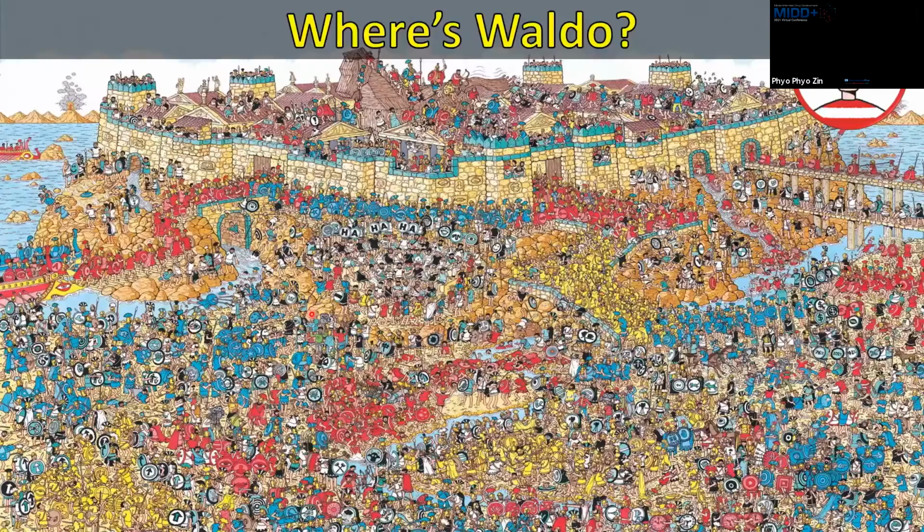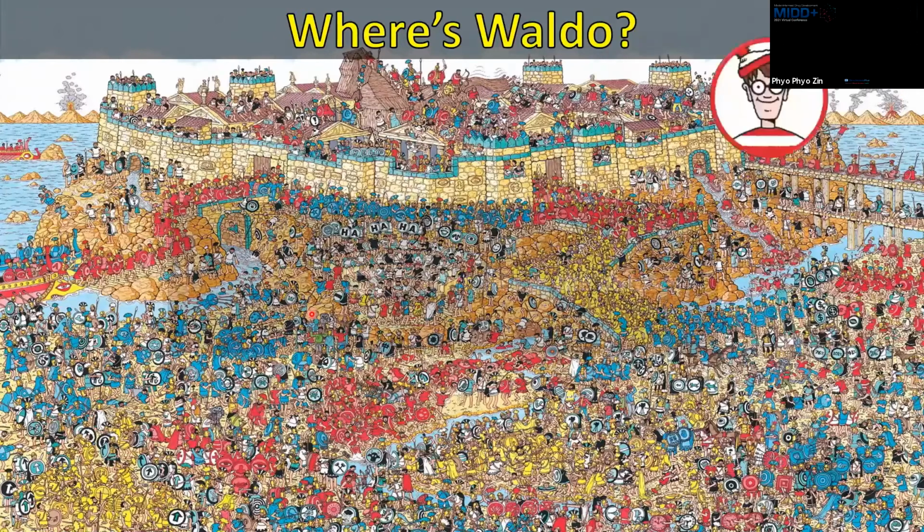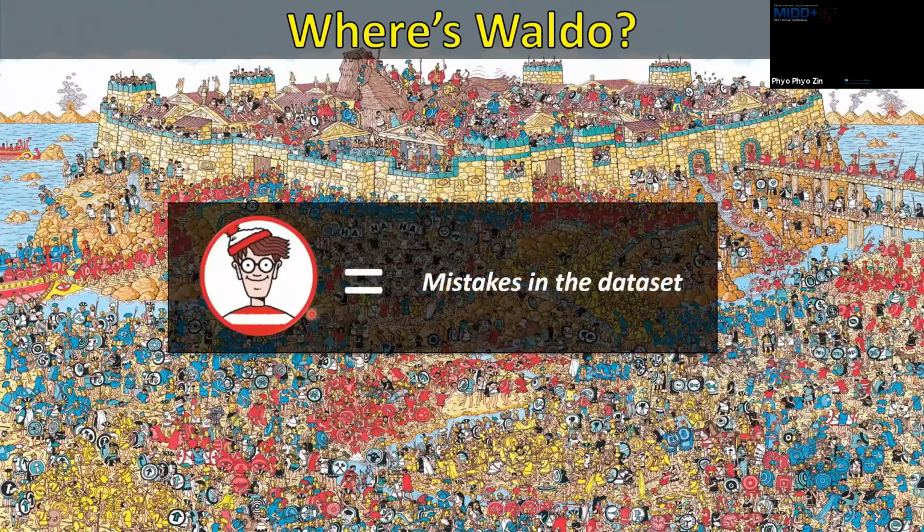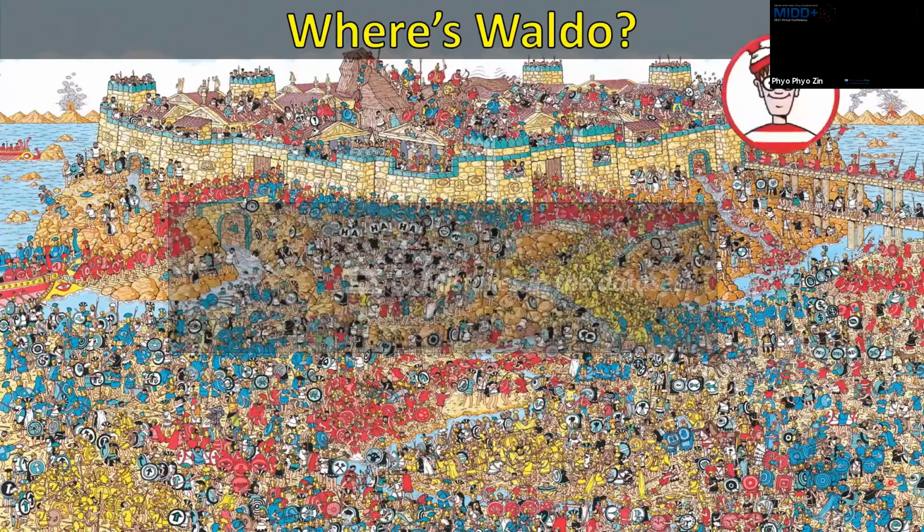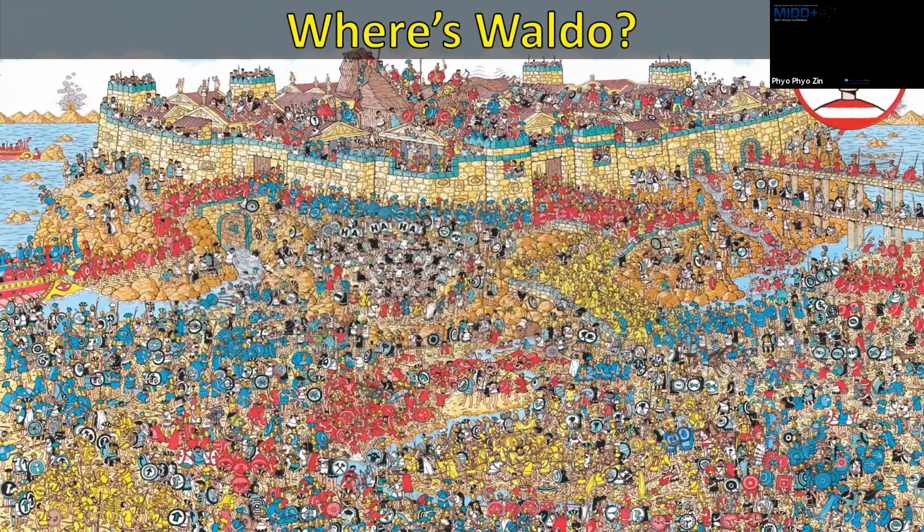Finding mistakes in chemical datasets can be very challenging. It can be like finding Waldo. As you can see in this picture, it can be very difficult to track down Waldo, and in this example, I'm using Waldo as a metaphor for mistakes in the dataset, and chemical datasets can be quite messy and chaotic. There are two major challenges as we try to find mistakes in the datasets.